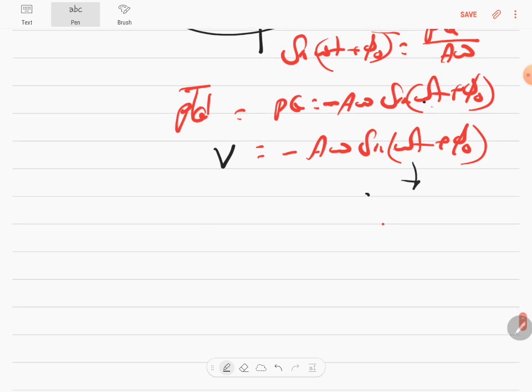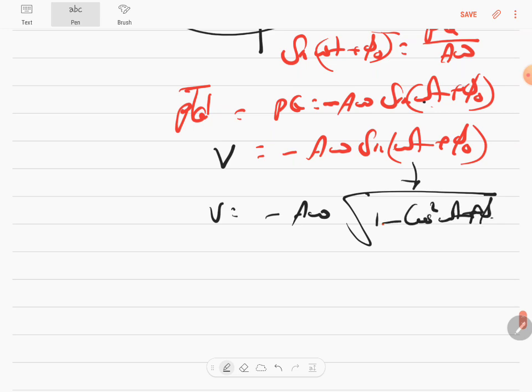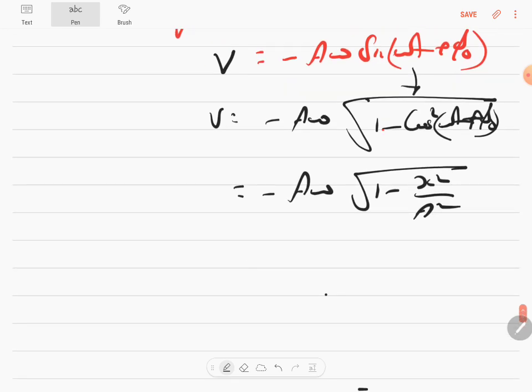From here, you can write v is equal to minus a omega root of 1 minus cos square of omega t plus phi naught. And cos of omega t plus phi naught, according to the first phasor diagram, is x by a. So substituting, minus a omega into root of 1 minus x square by a square. When you take LCM, a and a will get cancelled. Minus omega root of a square minus x square will be the velocity formula.